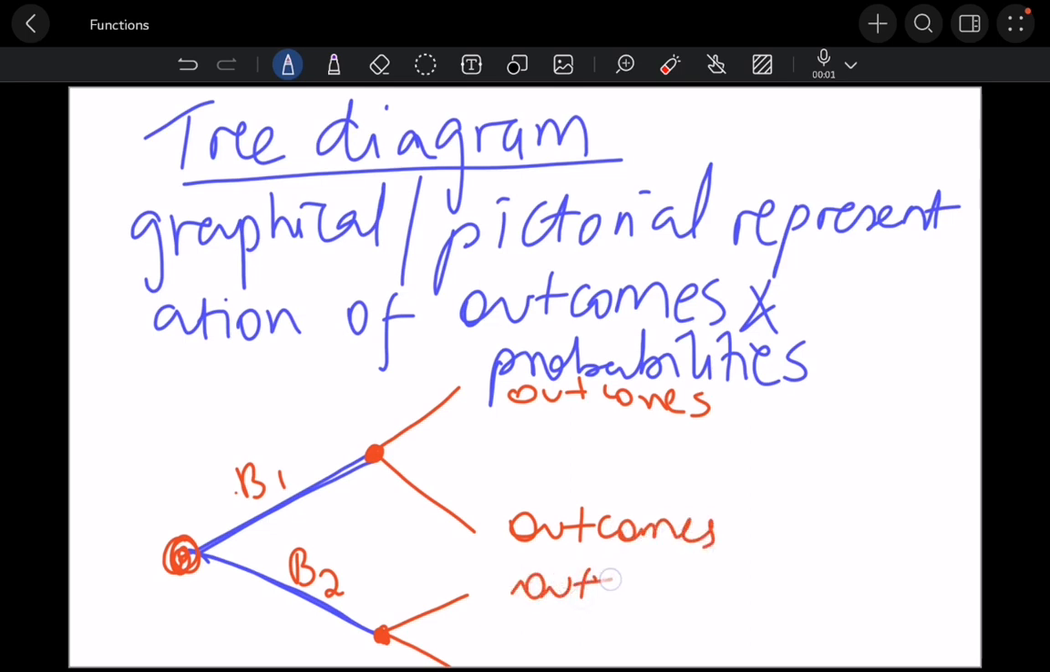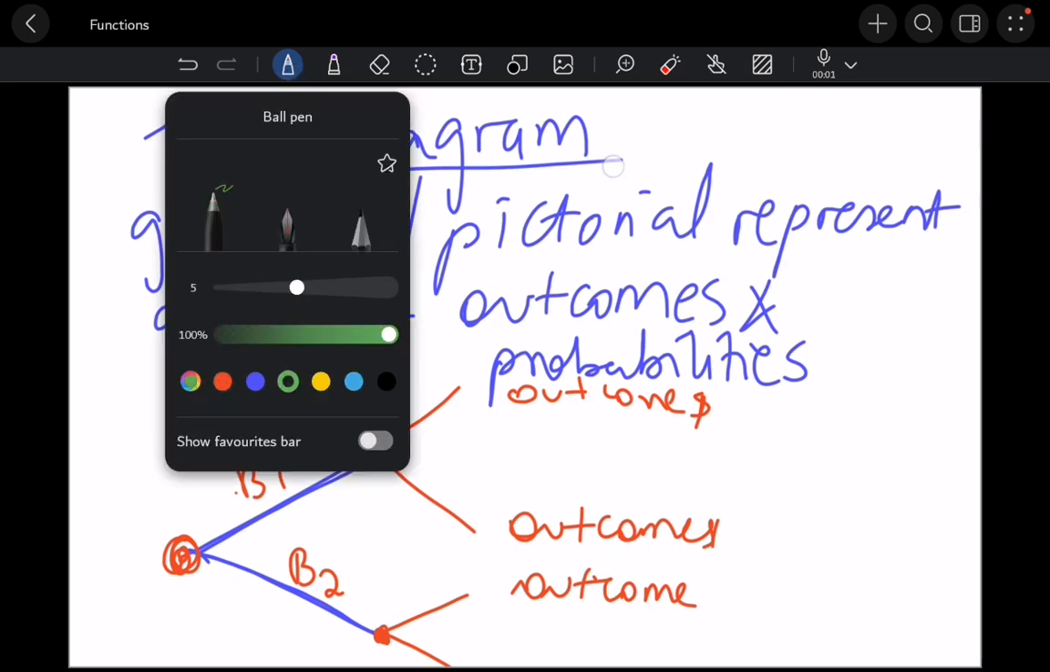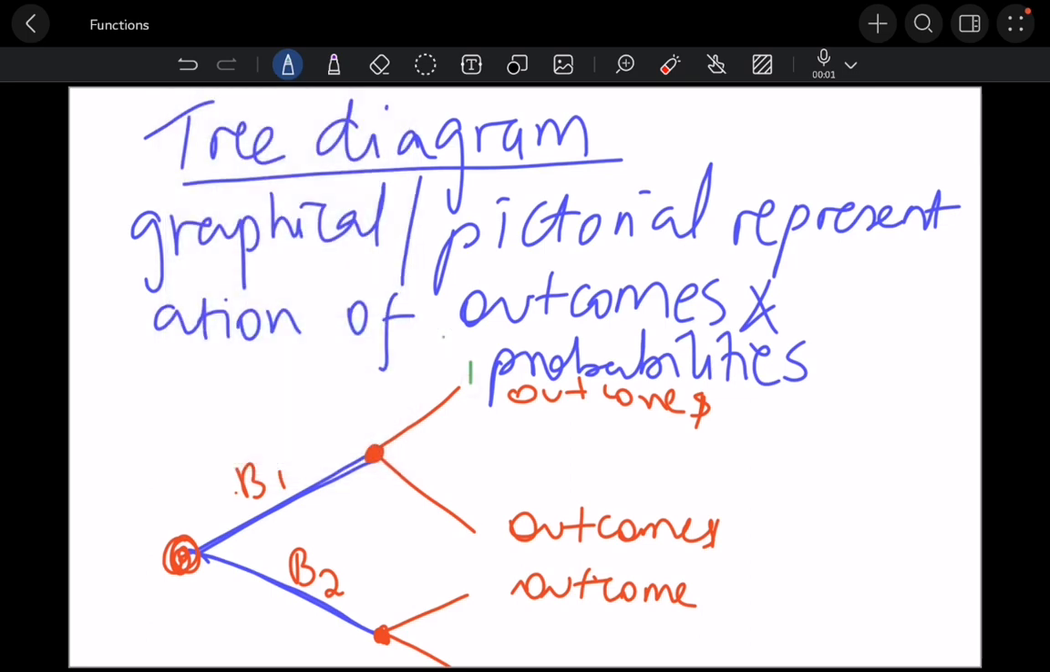Outcome. By the way, it's not outcomes, it's outcome. One thing to note is that the outcome, this outcome, and this outcome, and this outcome, when you add them, they must give you 1. Or the sum of outcome A, B, C, D is 1. Outcome number 1 is this one. Outcome number 2 is this one. Outcome number 3 is this one. Outcome number 4 starts from here, is this one.